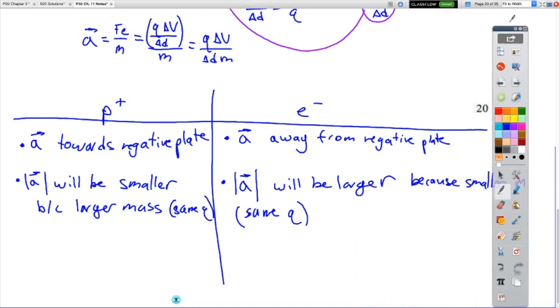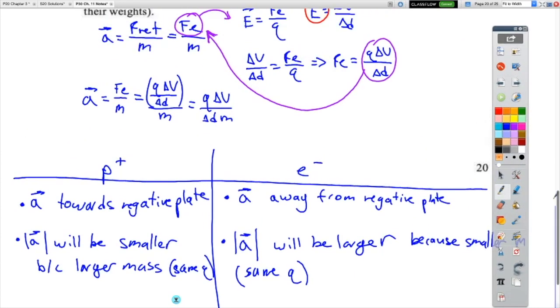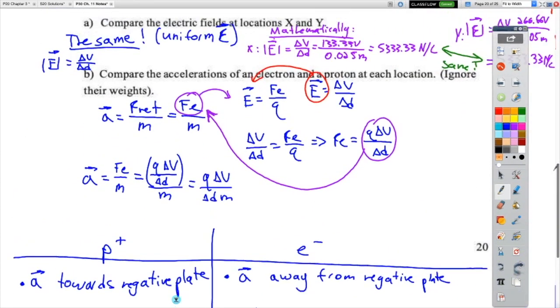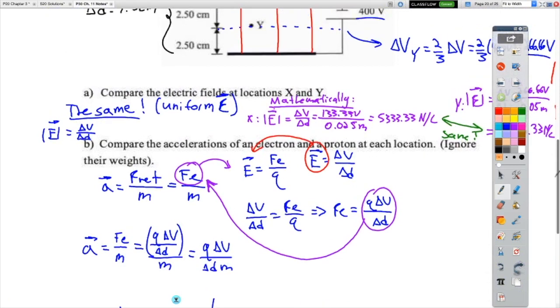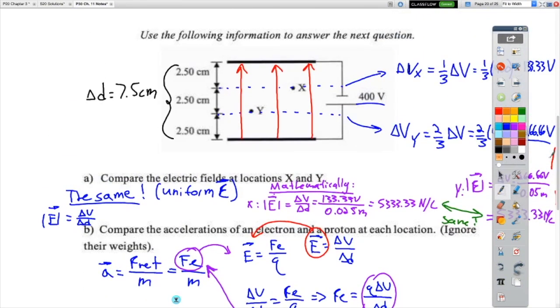So now we've just kind of thought through it a bit, right? Never a bad exercise to just think your way through it. It does ask us to compare them at each location, and I've just been comparing them in general, but I want you to think, will the accelerations be different at x or at y for either the proton or the electron or both? How does the acceleration change for the proton and electron at y versus at x?